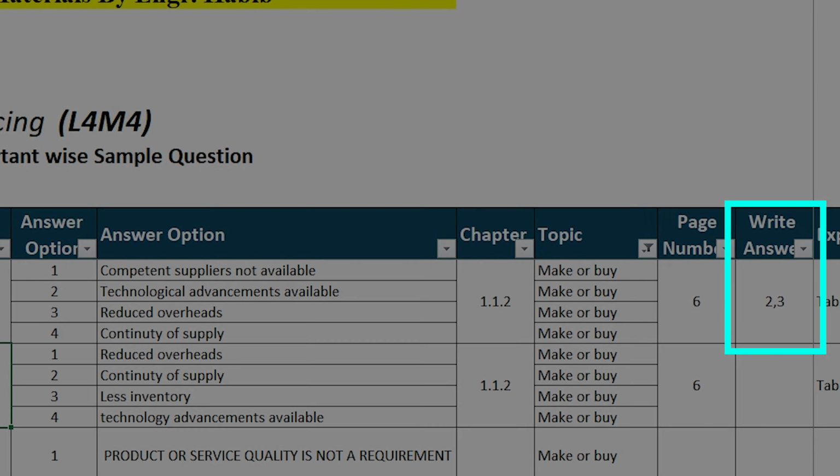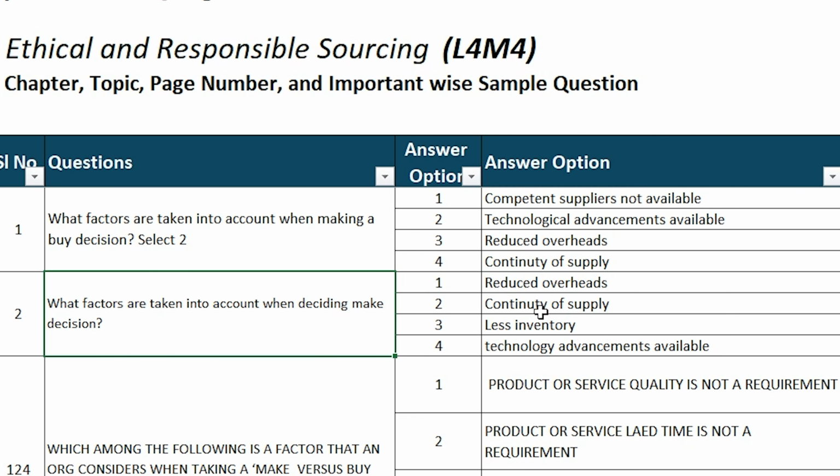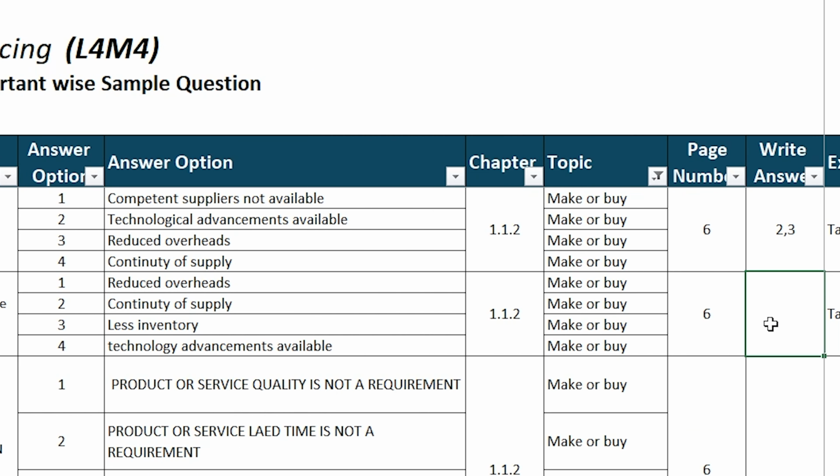So we will write here the second question: what factors are taken into account when making a make decision? Reduce overhead, no. Continuity of supply, yes, I think this is it. Less inventory, no. And technology advancement available, no. So this is the continuity of supply. You can also think about your answer. I'm writing here the continuity of supply.